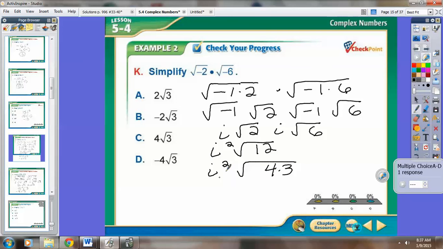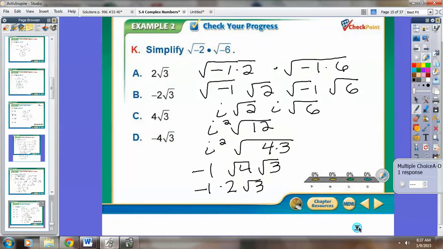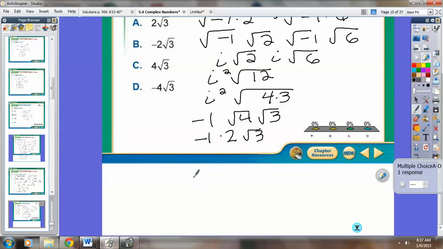We can replace it any time. i squared is really -1. Square root of 4 is 2. So -1 times 2 is -2 square root of 3.